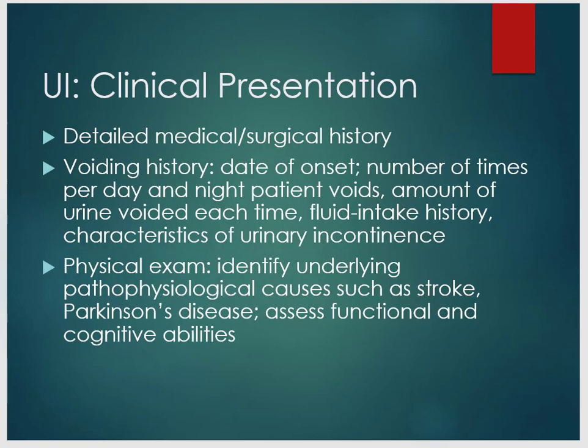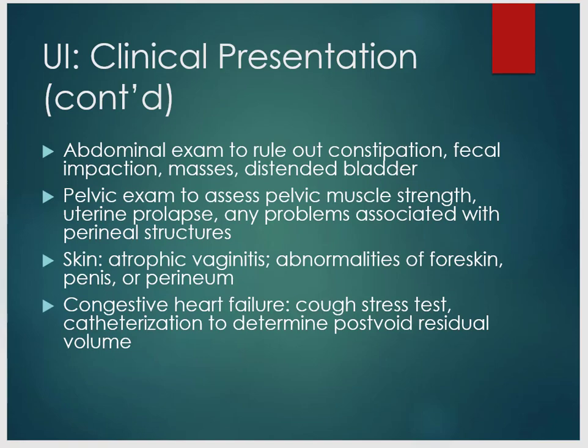When someone with urinary incontinence presents, it's important to get a good medical surgical history. You want to know as much as you can about their voiding history. You also want to do a good physical exam and identify any causes such as stroke, Parkinson's, and you also want to assess their functional and cognitive abilities. Also on clinical presentation, you want to do a detailed exam, especially of the abdomen, to rule out if there's constipation, fecal impaction, any masses, or distended bladder.